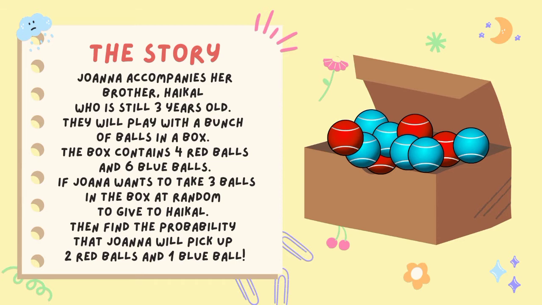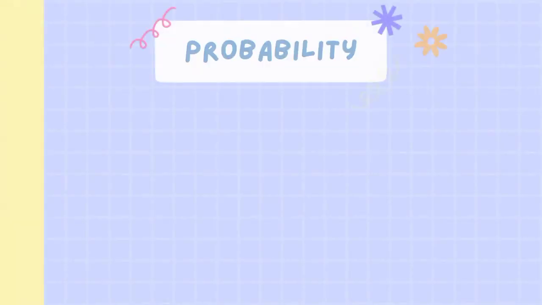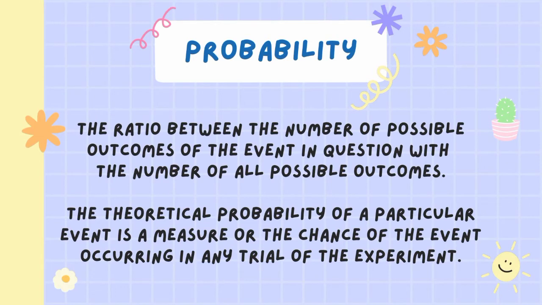First, we must know what is meant by the definition of the probability of an event itself. Probability is the ratio between the number of possible outcomes of the event in question with the number of all possible outcomes. The theoretical probability of a particular event is a measure of the chance of the event occurring in any trial of the experiment.